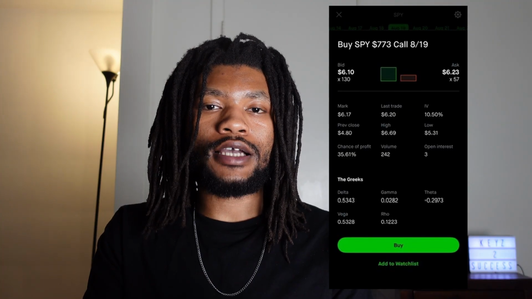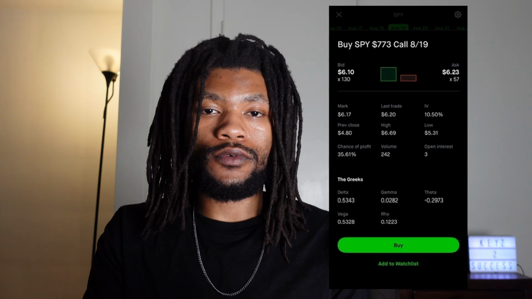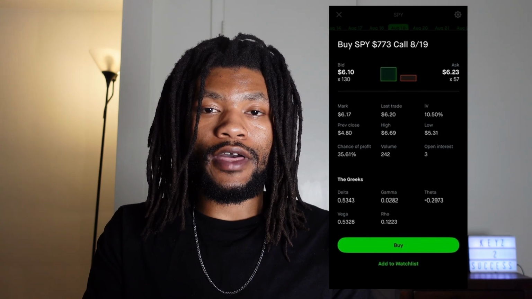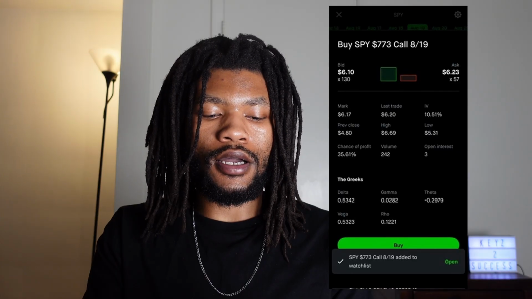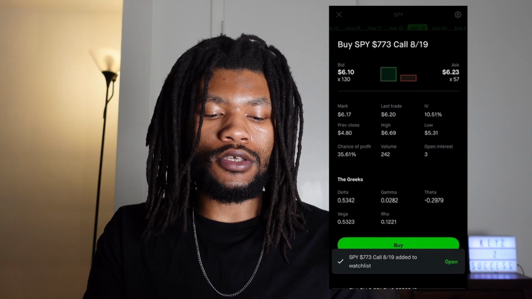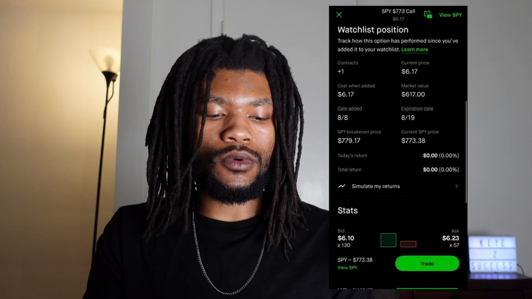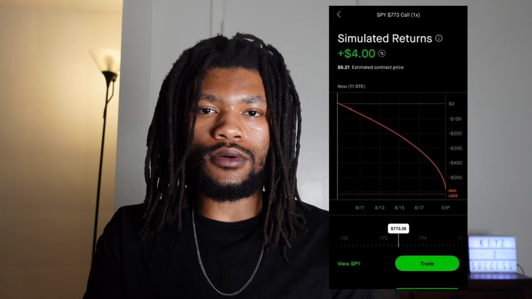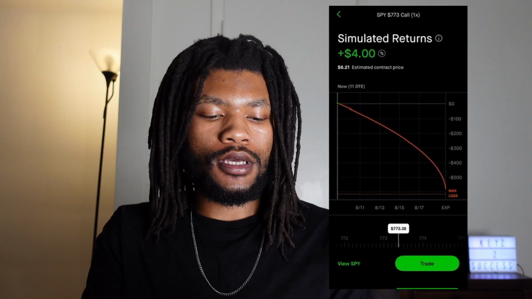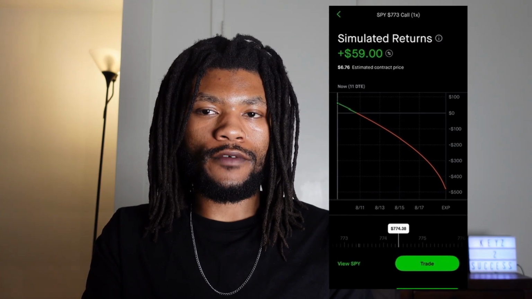Now, if you wanted to actually see how this stock would react to price movement in real time, you can look at that on this app, and all you have to do is add it to your watch list, like I just did by clicking add to the watch list, and then you go to open. So when you go to this, you can see where it says simulate my returns. Now, like I said, the stock was already in the money, so it's already up $4. Now, if it went to $774.38, the contract will be worth $59.